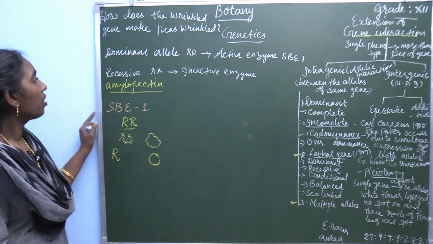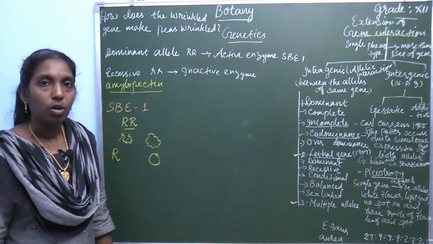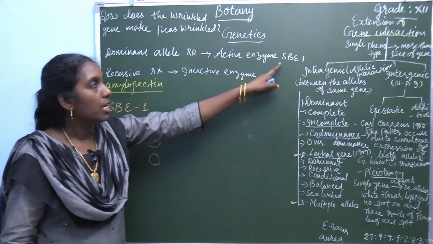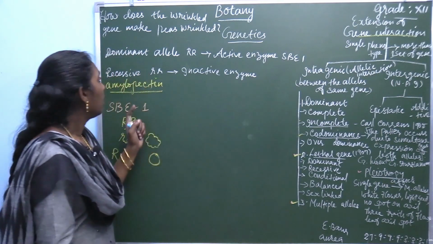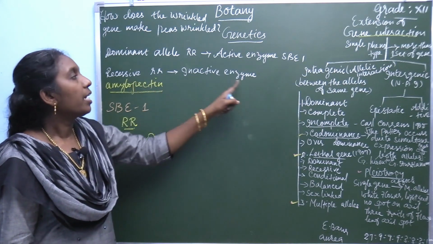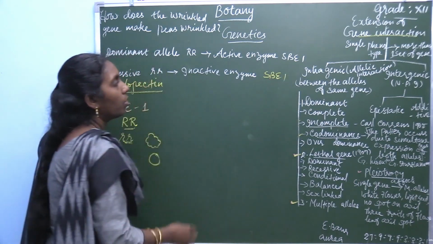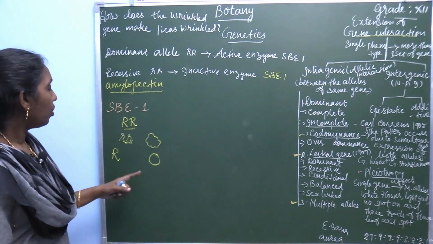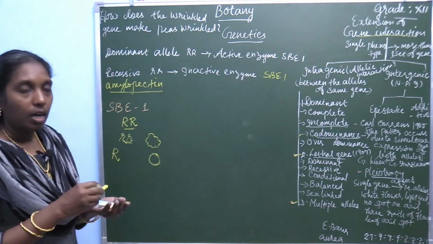So, the first question you learned today is this one: the dominant allele capital R activates the enzyme SBE1, starch branching enzyme 1, and the recessive small r, if it is present, inactivates the enzyme SBE1. SBE1 is inactive, so it produces a wrinkled seed, and the active enzyme from the dominant allele produces round seed.